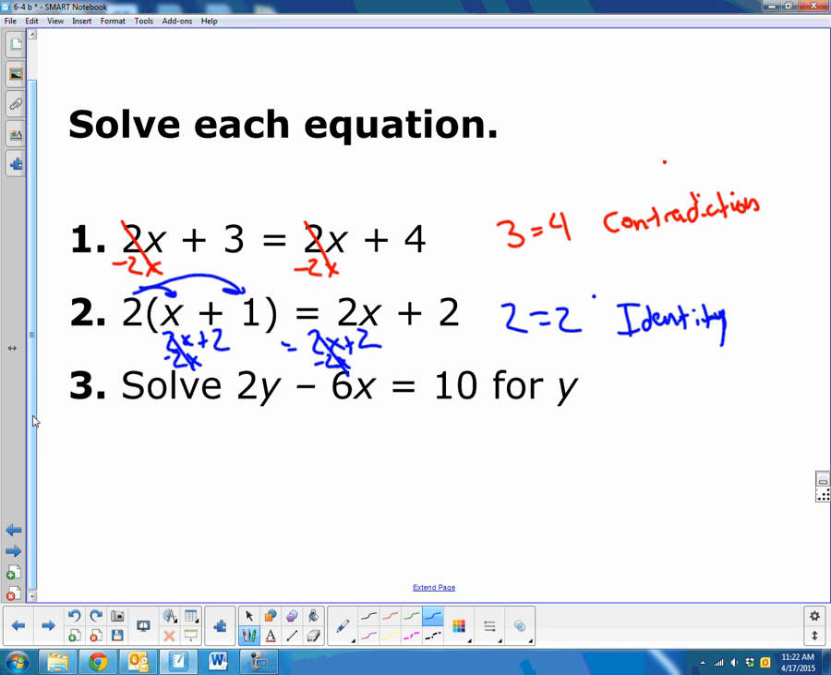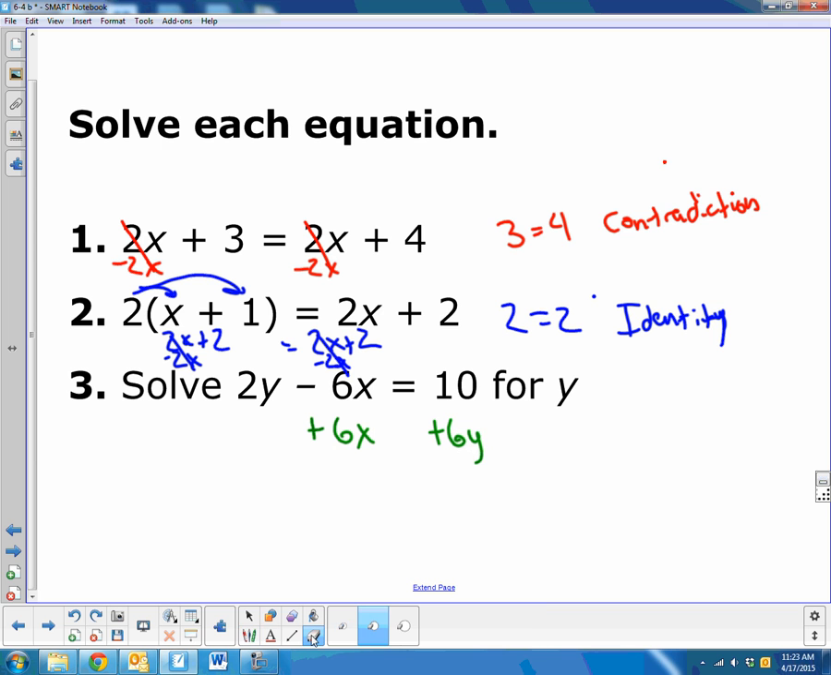Last one here, we're going to solve for y. So we're just getting y by itself. These 3 skills are just ones that we really need and we want to keep reinforcing. So I'm going to get everything away from the y. We want y by itself. We need to isolate y.